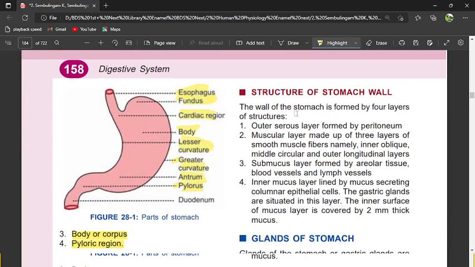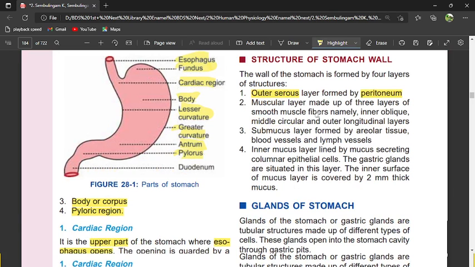Now the structure of the stomach wall. It has an outer serous layer, formed by the visceral peritoneum. Then there is the muscular layer, which has 3 layers of smooth muscle fibers, as we studied before: outer longitudinal, middle circular, and inner oblique. The inner oblique layer is absent in your intestine. We already learned this in the introduction.